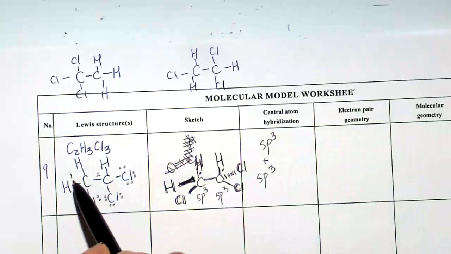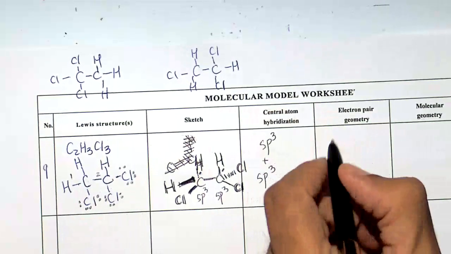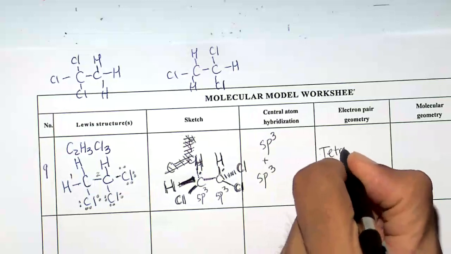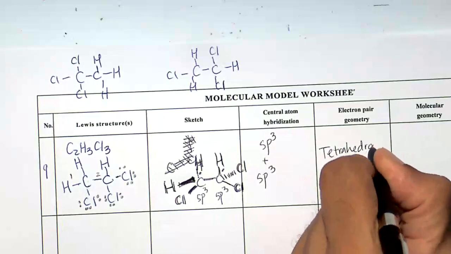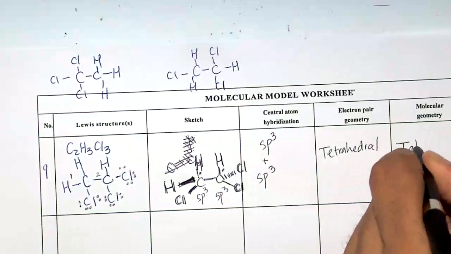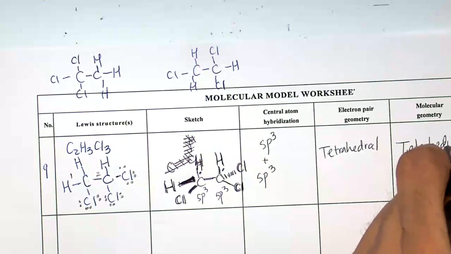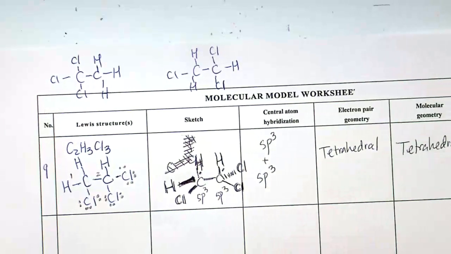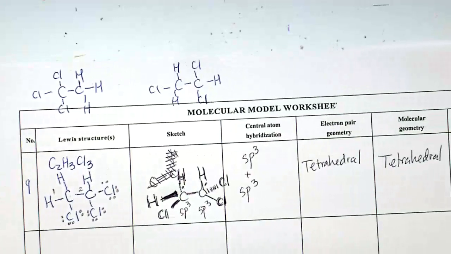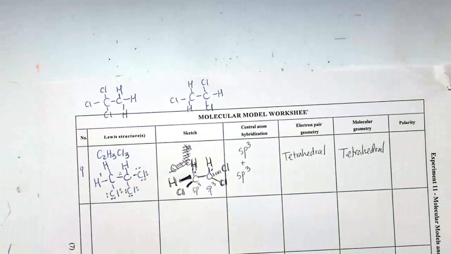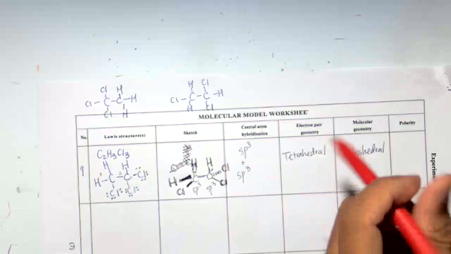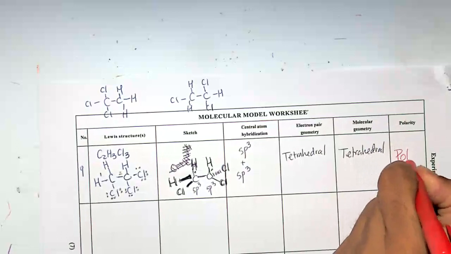What's the electron pair geometry? Okay, no lone pairs, no lone pairs. So tetrahedral. Is this polar or non-polar? This would be polar. Those three Cls are pulling. There's no way you can arrange it so that the Cls cancel each other out. So yes, it's polar.